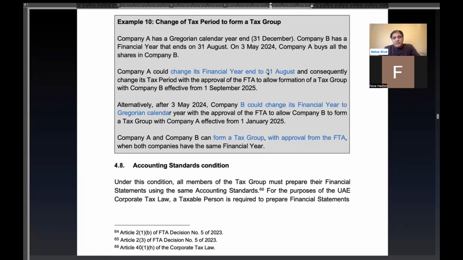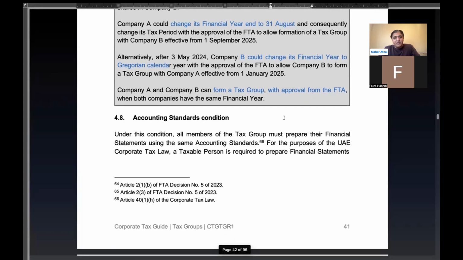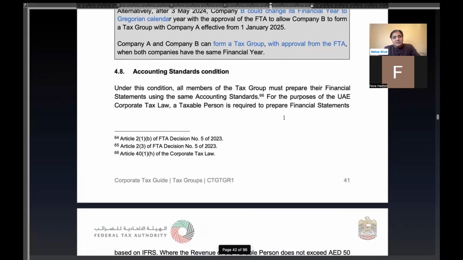A changes its financial year to 31st August and consequently changes the tax period with the approval of the FTA, or to keep it 1st September, or alternatively, company B could change the financial year. Either A needs to change or B needs to change with the approval of the FTA. Both need to have the same financial year. If they have the same financial year, they can become a part of the tax group if all other conditions are being fulfilled. Accounting standard conditions.